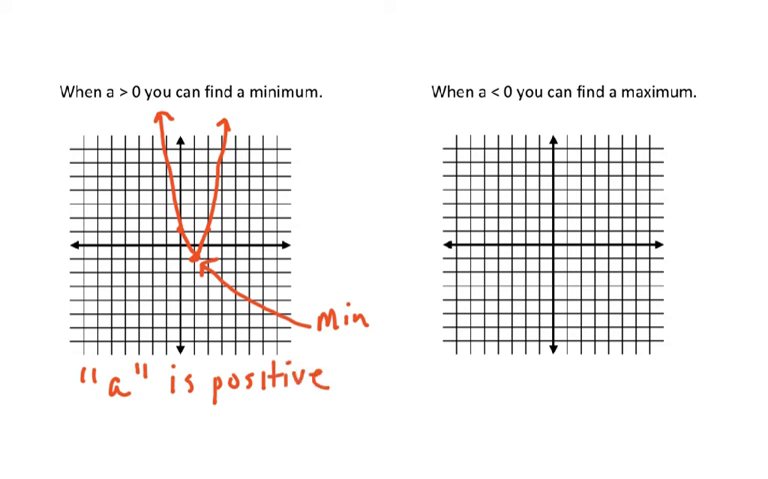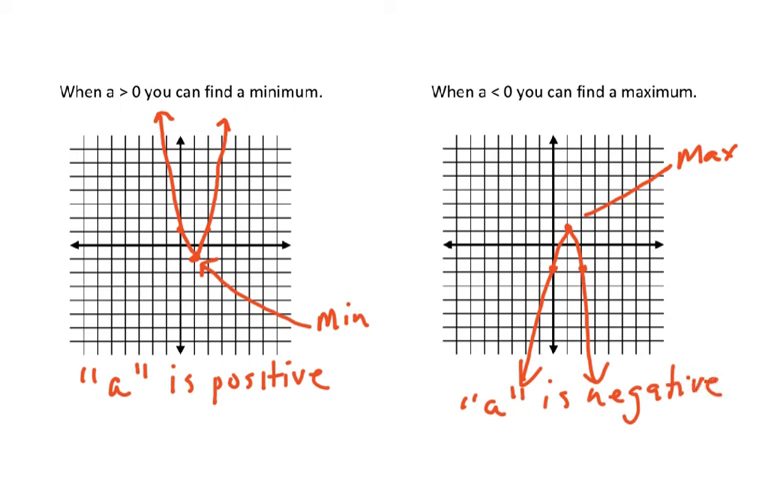In other words, we could have another graph on this side, and we'll just place it here, and we'll open it this way, which means it's a parabola that's going to be opening downward. And you'll notice this one has a maximum value. Why does it have a max? Because it opens downward. And when it opens downward, that means the a value is negative.